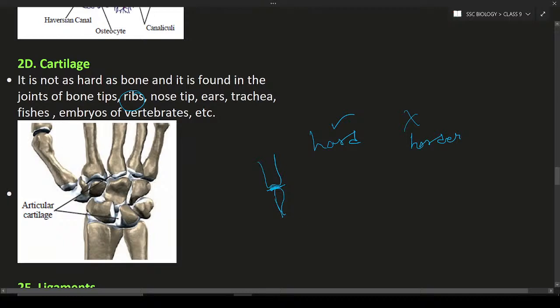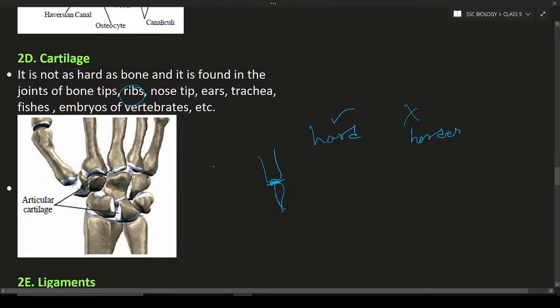Some fishes also have cartilage. Your entire body is made up of cartilage when you are in the form of an embryo or a fetus inside the mother's womb. When you are in the mother's womb, your skeletal system is made up of complete cartilage. Human beings contain tissue, animals contain tissue, plants also contain tissue, but plant tissue is different and animal tissue is different.